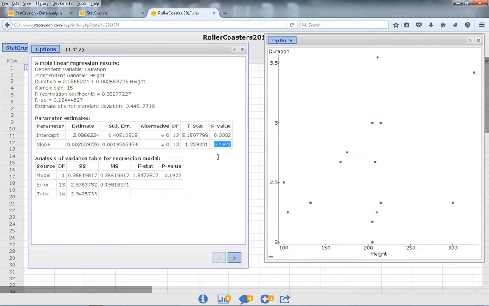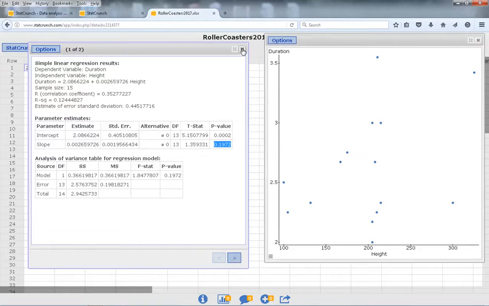Now 0.1972 is not less than or equal to 0.05, so your decision would be fail to reject the null hypothesis, and if you fail to reject the null, there's not evidence of the alternative. So in your summary, you would say using a 5% level of significance, there is not significant evidence to conclude that a linear relationship exists between duration and height of roller coasters.